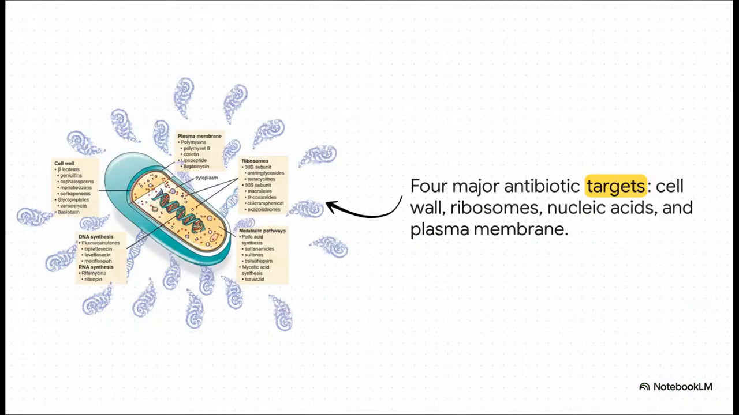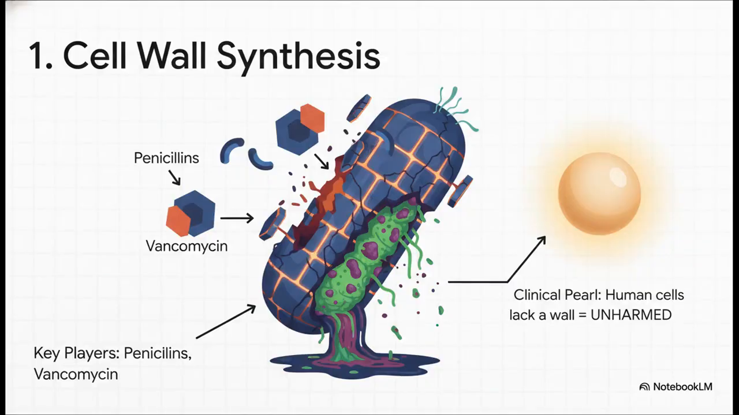This right here, this is basically the enemy's blueprint. It shows us all their vulnerabilities. You can see there are four main targets: that rigid outer cell wall, the ribosomes, which act as tiny protein factories, the precious nucleic acids, their DNA right at the core, and the plasma membrane holding everything inside. Okay, so strategy number one, and it's the most common for a reason.